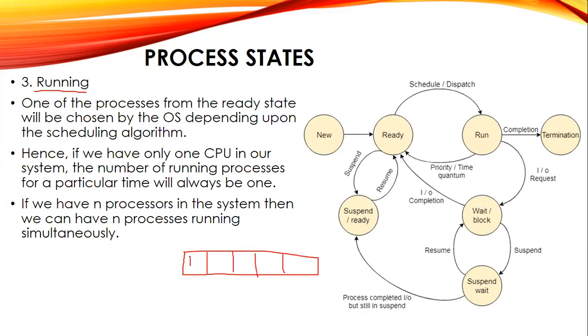Let's say we have some processes, P1, P2, P3. These are ready states. When the CPU picks one of them for execution, it will be in the running state. This process is running.